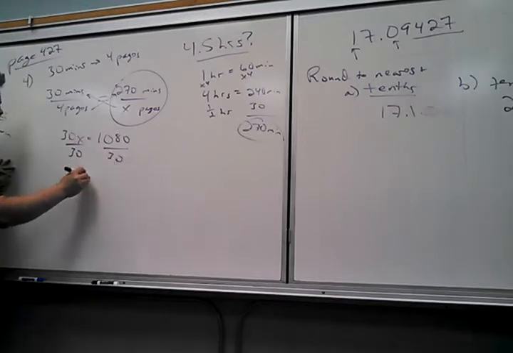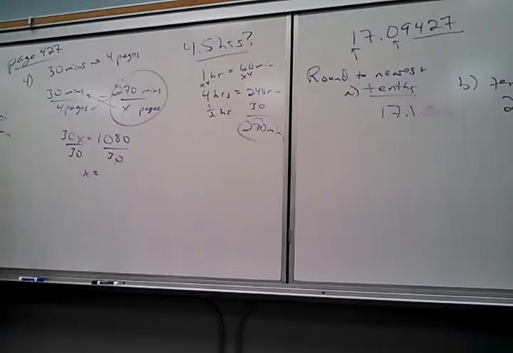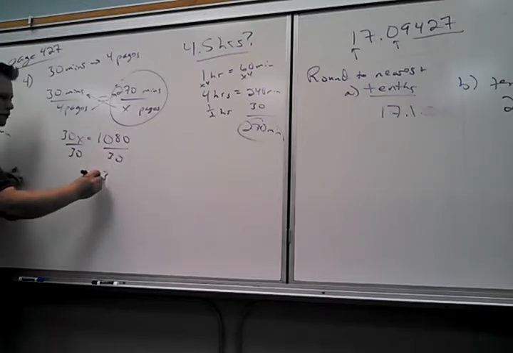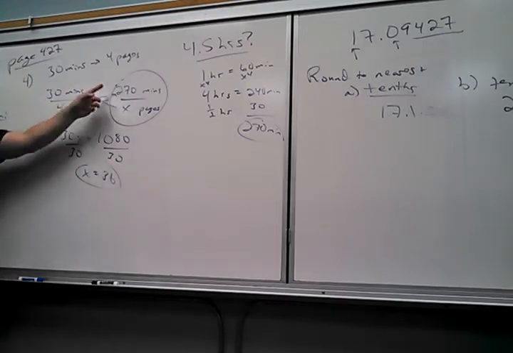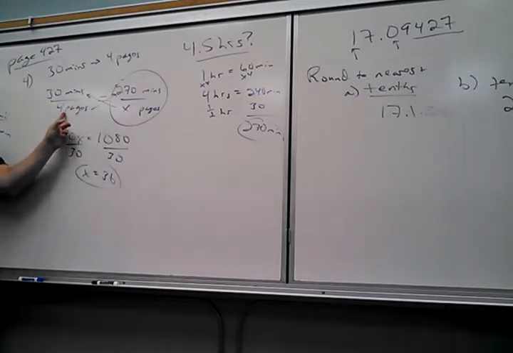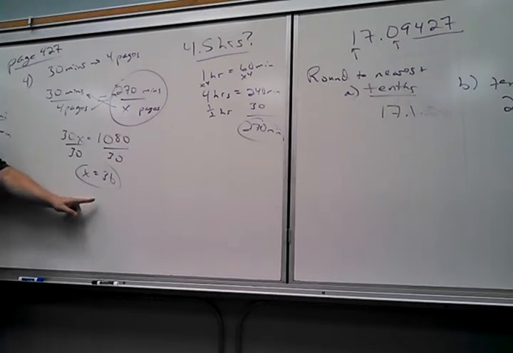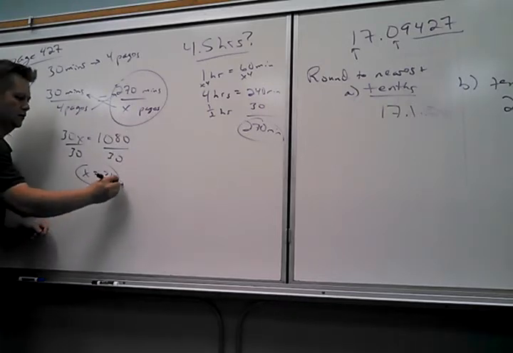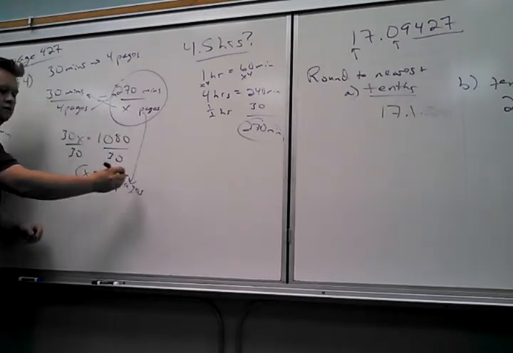When you divide by 30, what do you get? 36. And that's exactly 30 times 9 is 270. 4 times 9 is 36. You could do it that way too. So 36 pages.